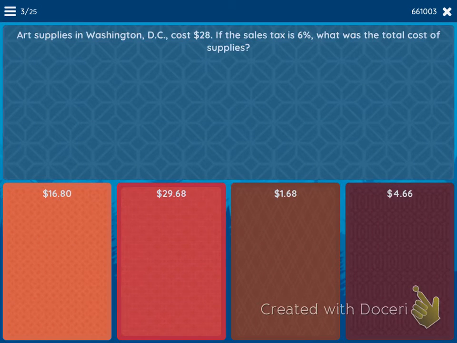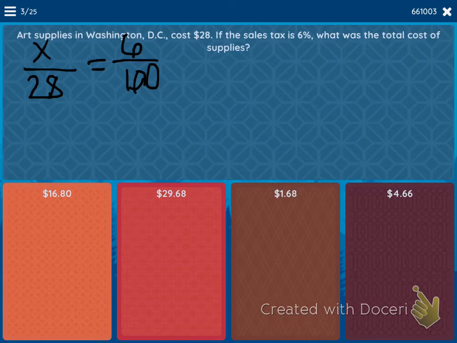Looking at the next type of problem. Here we're dealing with sales tax. So again, because it's tax, we need to add on. So again, the question we want to find is, what is 6% of 28? So we have our is over of, 6%, of 28.